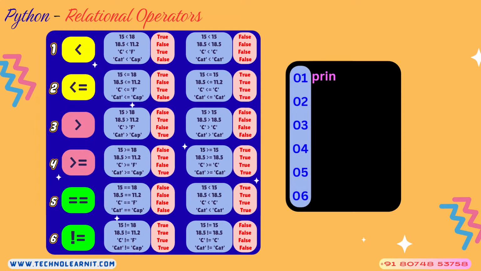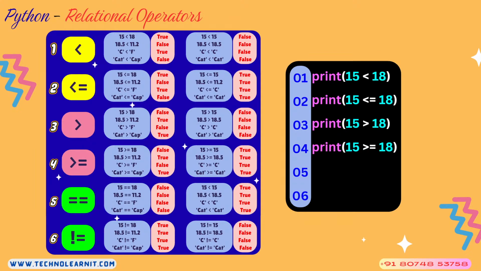So if you look at a simple code here, how do you evaluate this and how do you know the output? You can simply use these conditions in the print function directly in Python. So I am going to use all the six relational operators on the same two numbers, 15 and 18.